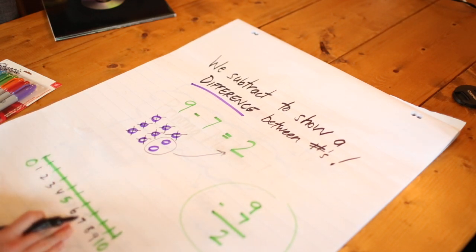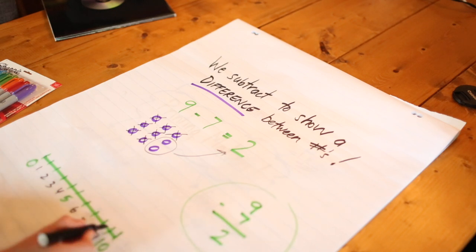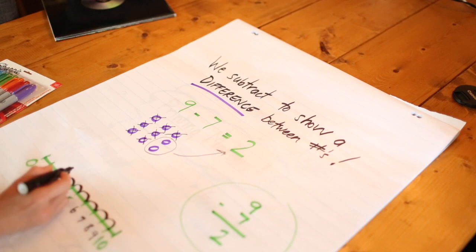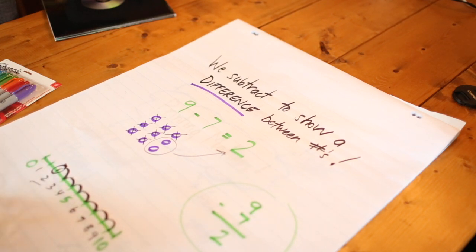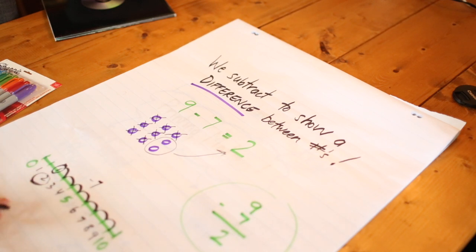And I'm gonna show my takeaway, or my subtraction, this way. So I've got 9 cookies, I eat 7. 1, 2, 3, 4, 5, 6, 7. How many cookies are left? 2. So 9 take away 7 equals 2.